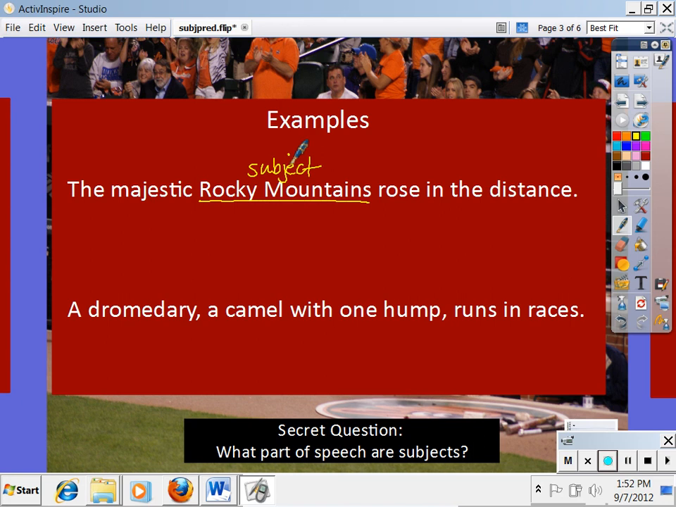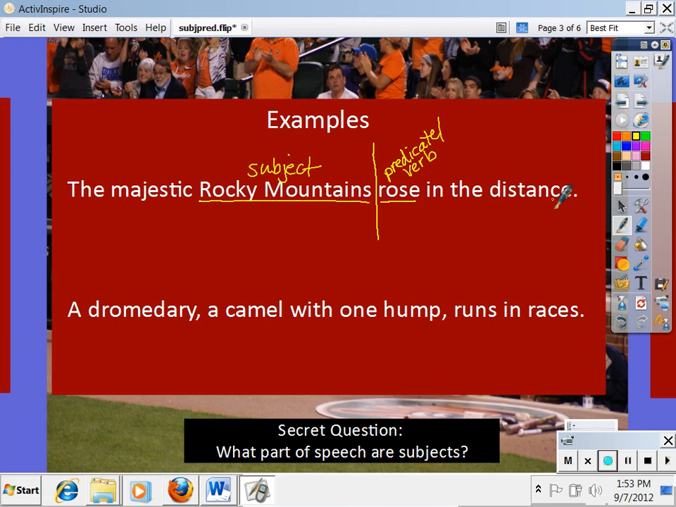Now let's find the main or simple predicate. Another name for the simple predicate is the verb. It's the action of the sentence. So what is the subject doing in this sentence? The Rocky Mountains are doing what? They're rising, or they rose. So this is the predicate or the verb. If we put a line before the predicate, or the simple predicate, which is also the verb, we have essentially separated the complete subject from the complete predicate.